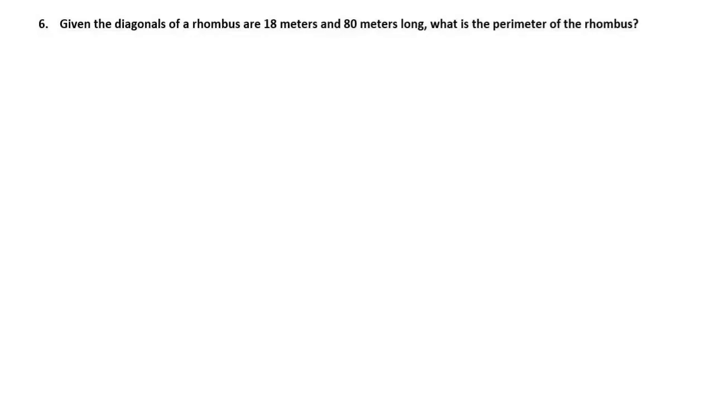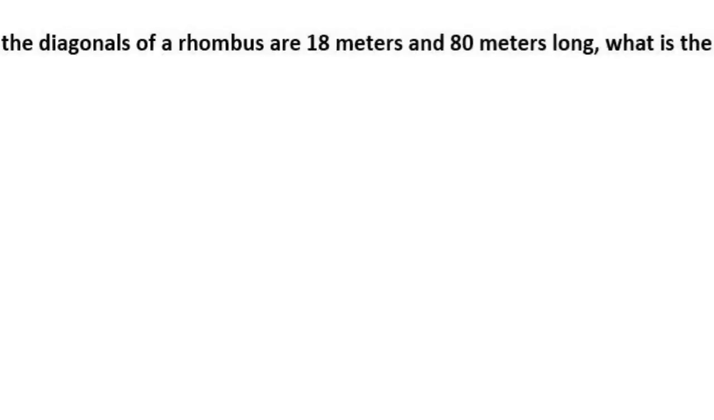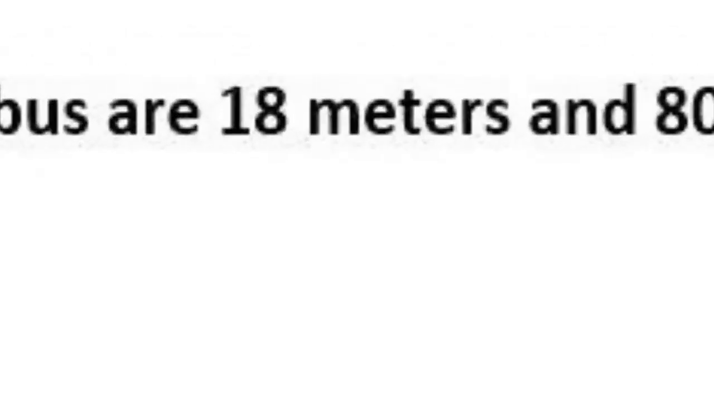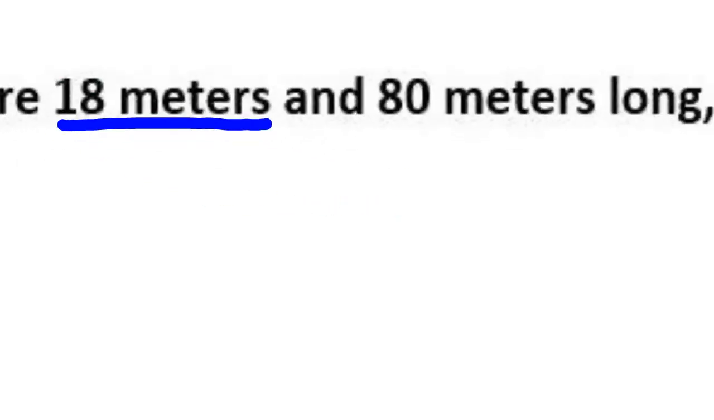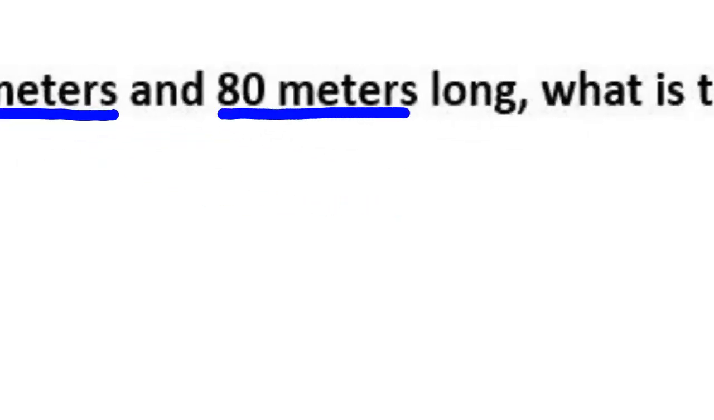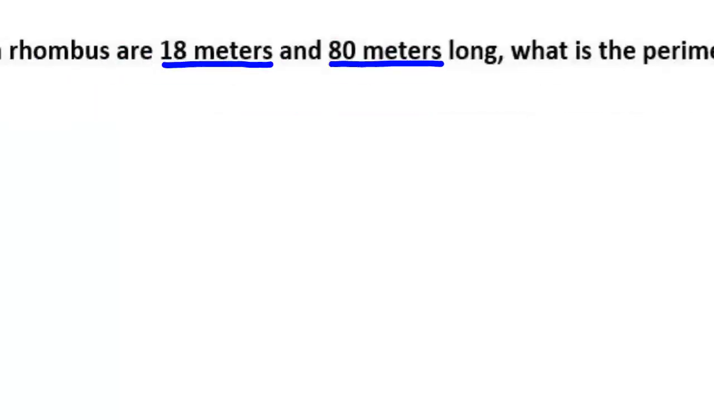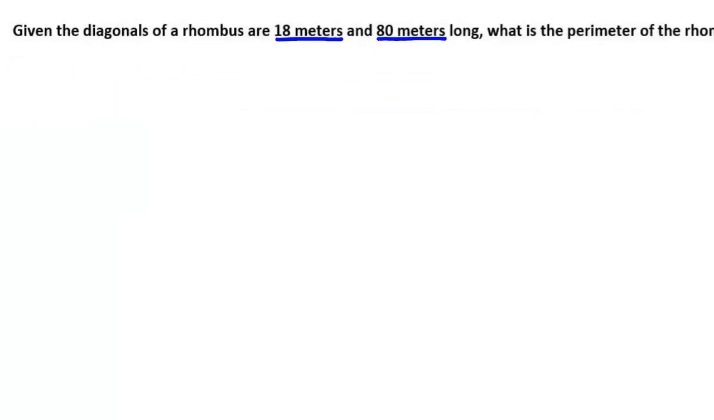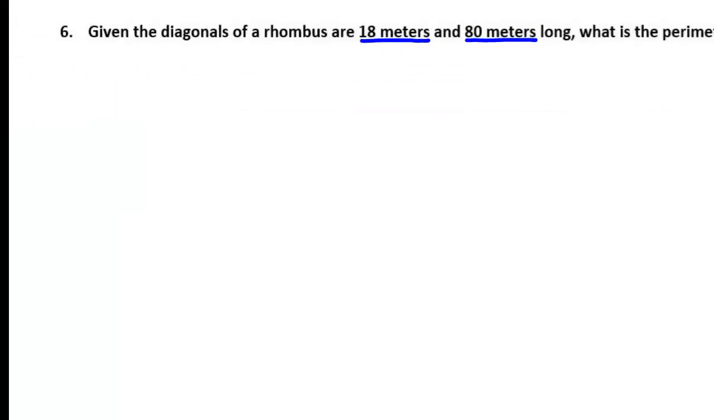So open up your notes to page 9 and we will finish out rhombuses. All right, so number 6 says the diagonals of a rhombus are 18 meters and 80 meters long. So the very first thing I'm going to do is draw those two diagonals.